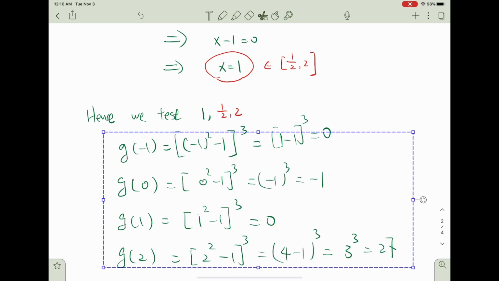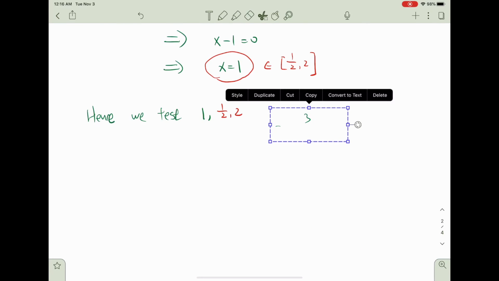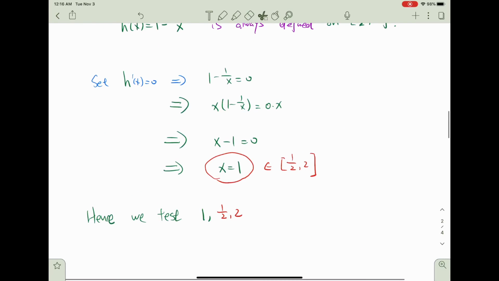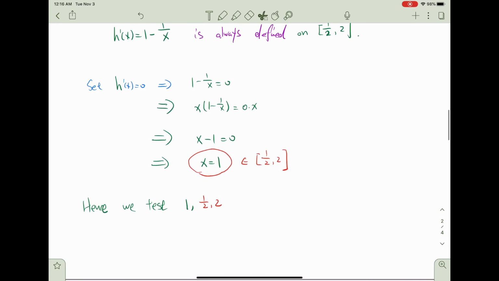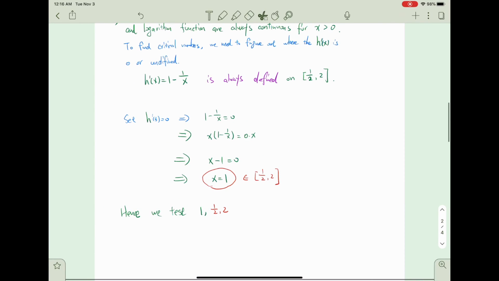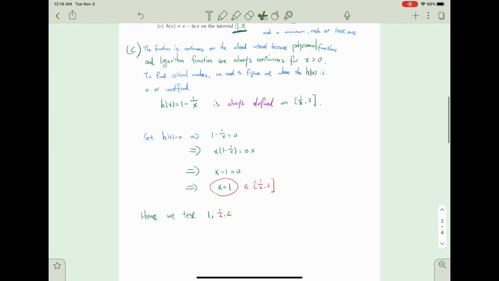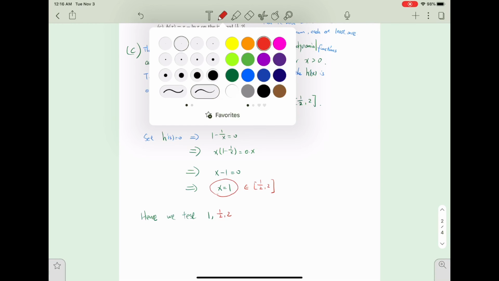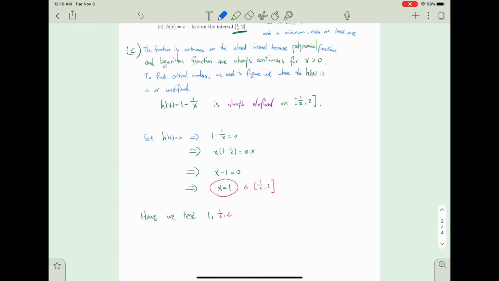So delete all these things here, follow the same setup, right? We test 1, 1 over 2 and 2. And I want to emphasize here again, when you are testing these points, you are plugging these points back into the original function to test, not the derivative. Remember, the original function. Okay, so do that.